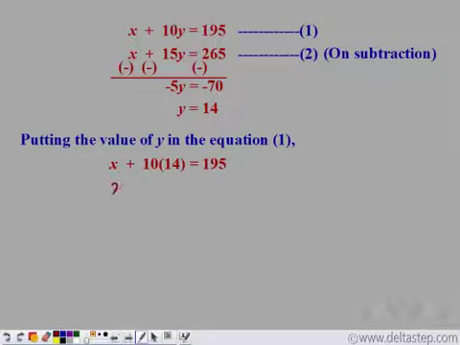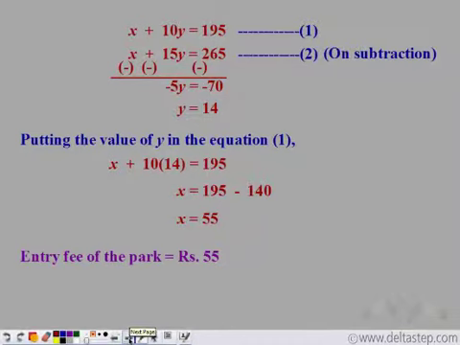Now let us solve this. We get x plus 140 is equal to 195, or x is equal to 195 minus 140, that is 55. So we get x is equal to 55. So this is what we have. Now what was x? x was the entry fee of the park. So we can say that the entry fee of the park is rupees 55.